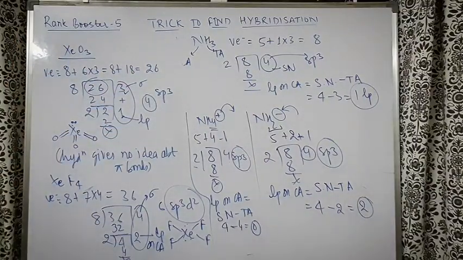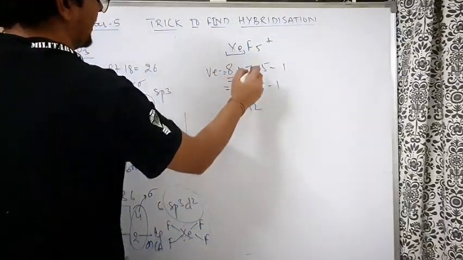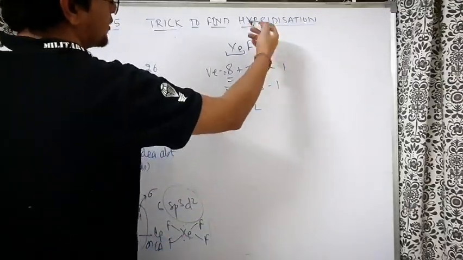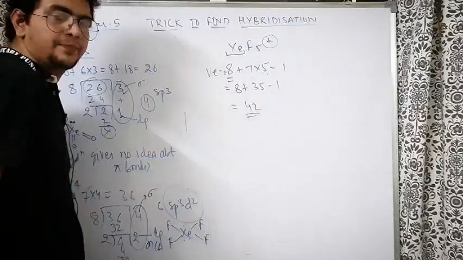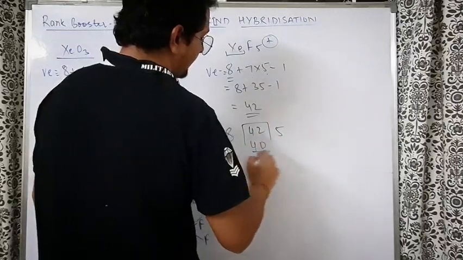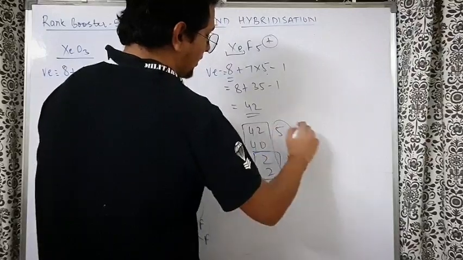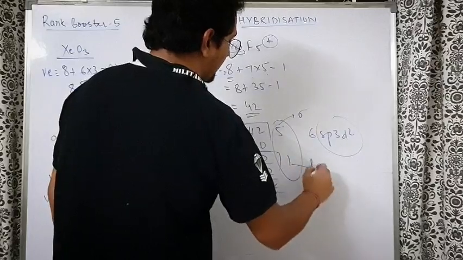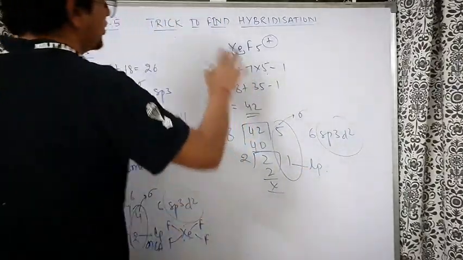Some more examples we can also do. So now let us try XeF5 plus. Xenon valence electron 8, fluorine 7 into 5, 35. Minus 1, why? Because one electron went away. Positive charge came means went away. So total 42 valence electron came. So 42 divided by 8. So 8 5s are 40. And 2 1s are 2. So total steric number 6, that is sp3d2. But clear cut 5 sigma bond 1 lone pair will be there. And this is how you can find the hybridization by using this trick.